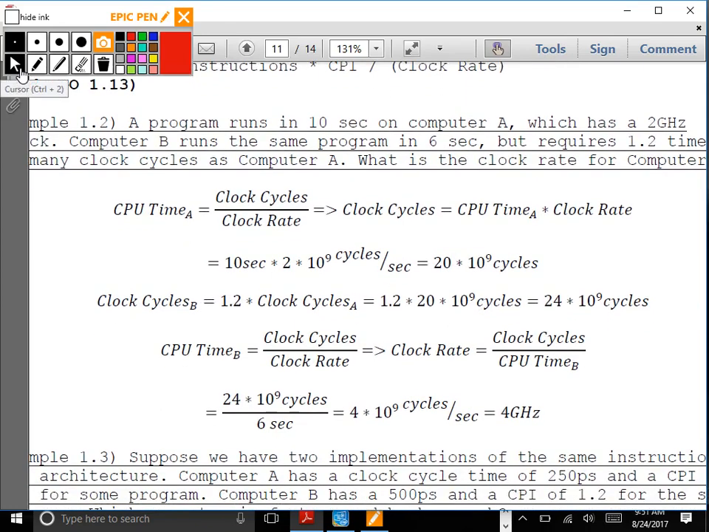So now we've derived the number of cycles. Then the next thing we do is 1.2 times the number of cycles of A, which is 20 times 10 to the 9. So that becomes 1.2 times 20 times 10 to the 9 cycles, which becomes 24 times 10 to the 9 cycles.